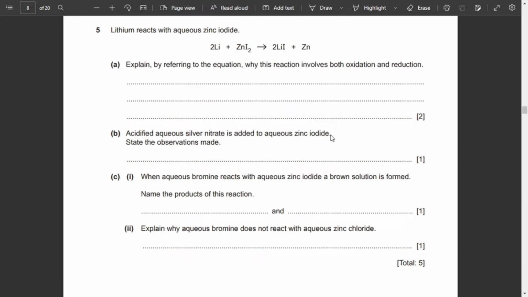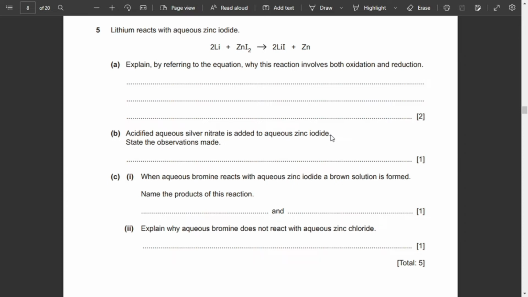Question number 5 says lithium reacts with aqueous zinc iodide. Explain by referring to the equation why this reaction involves both oxidation and reduction. The question is mainly showing us a reaction, that is lithium and zinc iodide reaction, and then asks why it is being oxidized and reduced both.